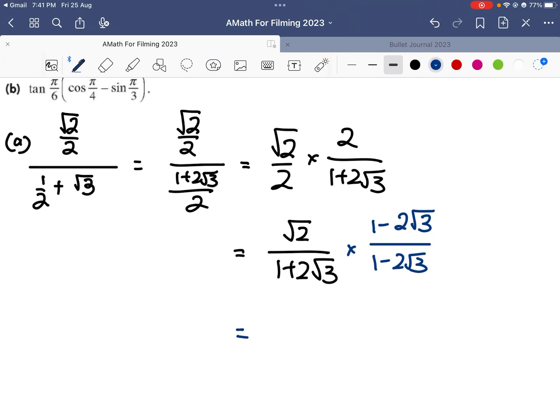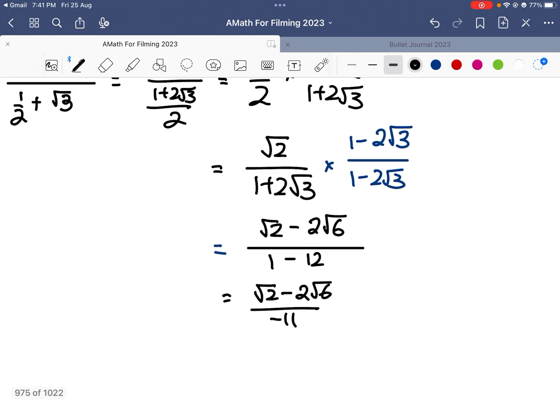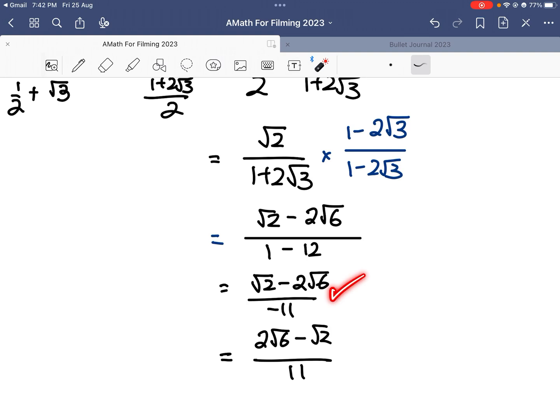Then, if I continue to simplify, what I'll get is square root 2 minus 2 root 6 over a squared minus b squared, 1 minus 12. So what I get is square root 2 minus 2 square root 6 over negative 11. Then, if you want to multiply both the numerator and denominator by negative 1, what you get is 2 square root 6 minus square root 2 over 11. Of course, if you want to leave it in this form, it's perfectly fine.